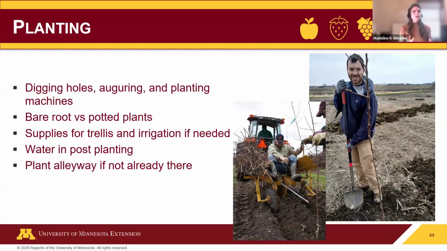So, how are you going to be planting? Again, for small stands, it's totally okay to be using a shovel. Augering is an option, but it can cause some compaction sometimes, so that's something to be aware of. And then, of course, for bigger operations, or if you have a neighbor who has a planting machine, here's just a picture from Ferguson's orchard in Wisconsin showing their method of doing this planting behind this tractor here. You'll want to make sure that plants are well watered after planting. And then if you hadn't planted an alleyway before, that's the time period to do it.